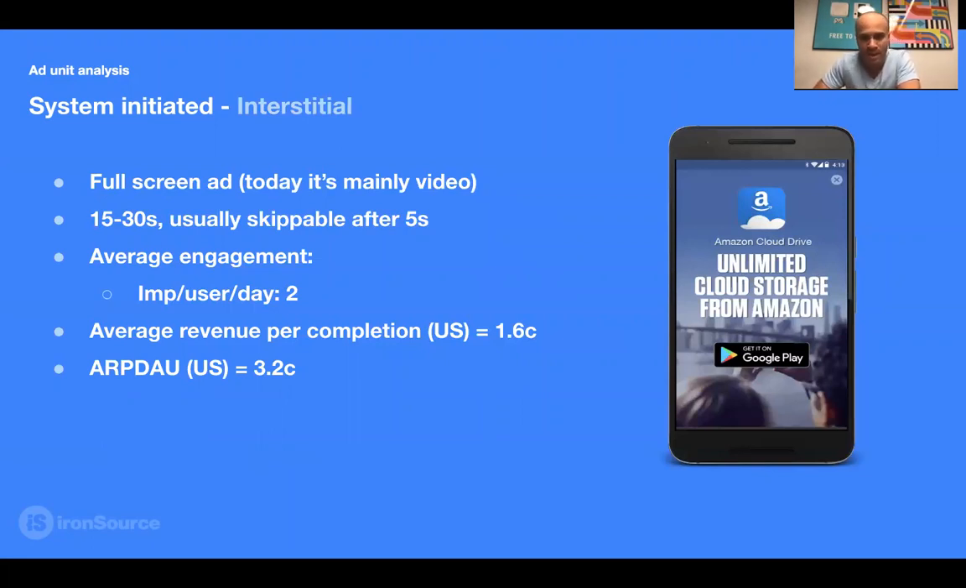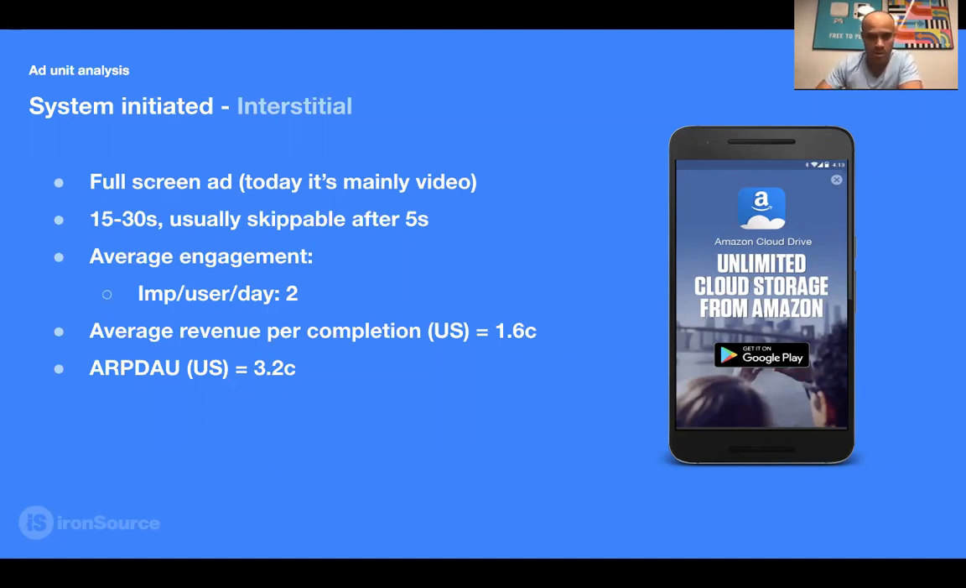It's a full screen ad, similar to rewarded video. Today, it's mainly video, very, very similar to the same campaigns that are running in your rewarded video ad unit. Again, similar, about 15 to 30 seconds video with an end card or a playable end card or something similar. Interstitials, unlike rewarded video, usually are skippable after 5 seconds.